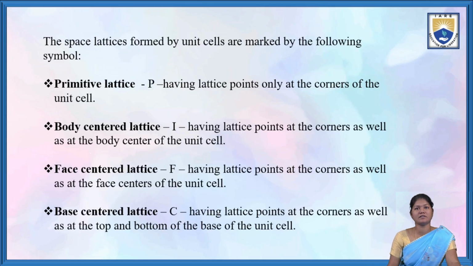The space lattices formed by unit cells are marked by different symbols. First, the primitive lattice, which is denoted with the letter P. The primitive lattice has lattice points only at the corners of the unit cell.